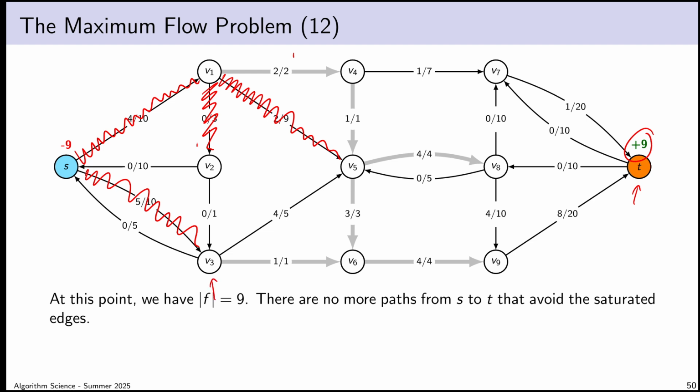And I can't go anywhere from V3 because my options are either to go up to V5, where I've already been, or to go across to V6 on this saturated edge.